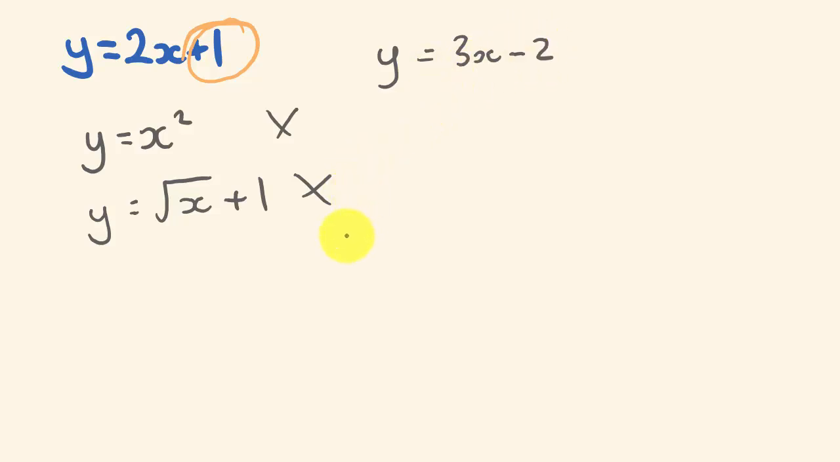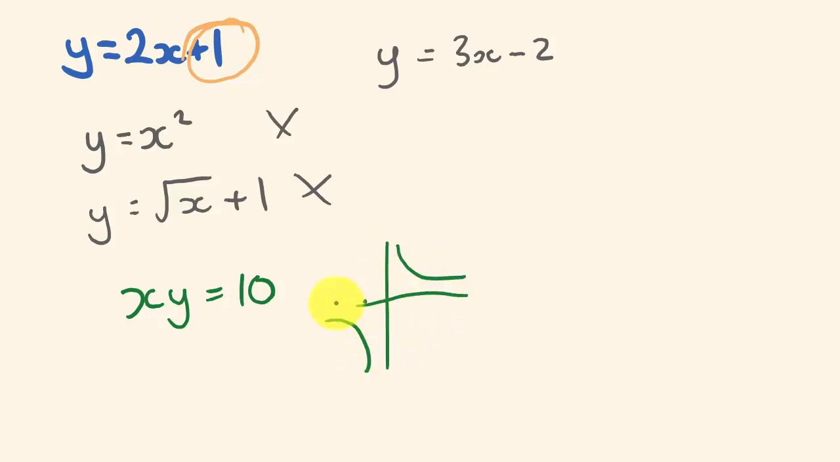There's a third thing we can also look for, and that's that the variables are not being multiplied together. So say you had something like x times y equals 10. This would not give us a linear graph. This is not a linear equation. This would actually give us a rather cool looking graph if I was to draw it that looks like this. It's not a straight line graph.